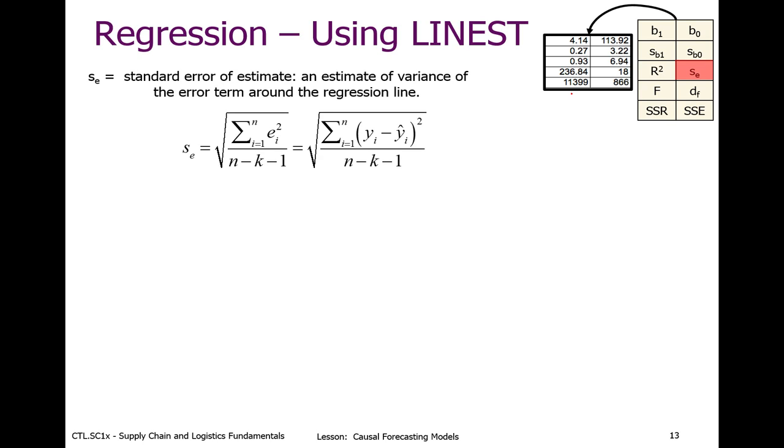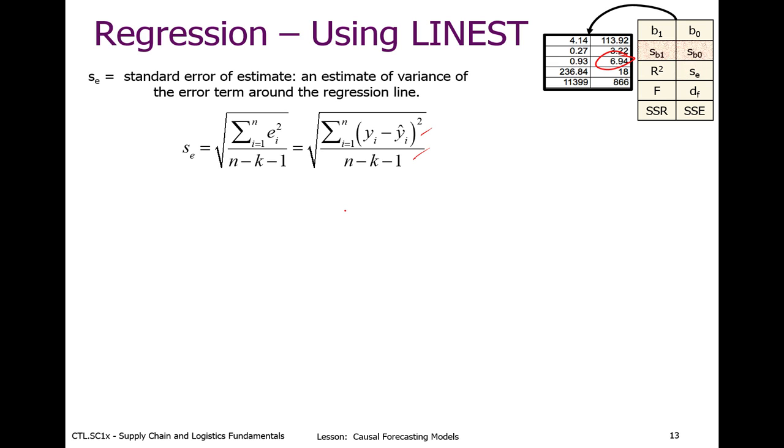We also get the standard error of the estimate, S sub E, and that's shown right here. For our model, it's 6.94. This is the estimate of the variance of the error term around the regression line. It's simply the sum of the squares of the error divided by those degrees of freedom, and you take the square root of it. It's essentially a standard deviation.